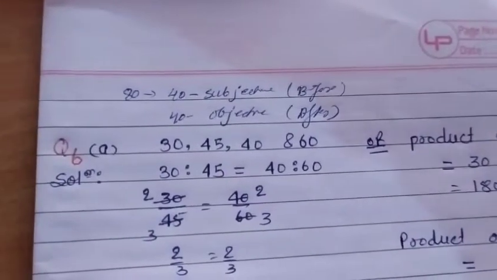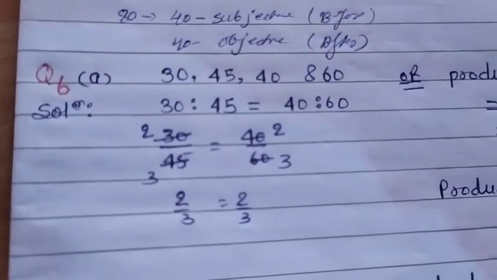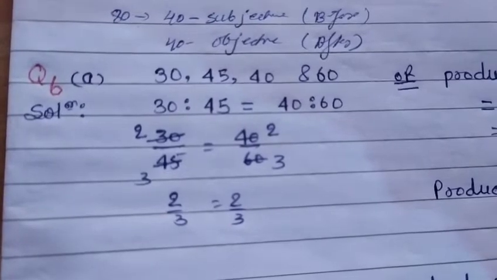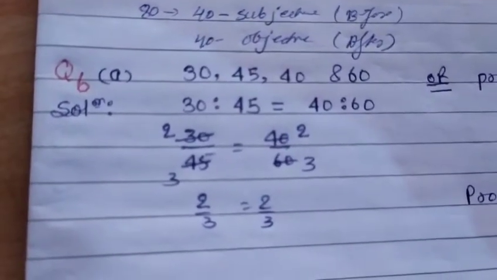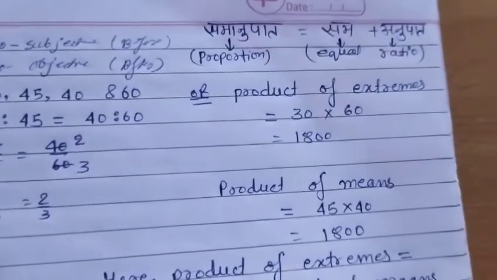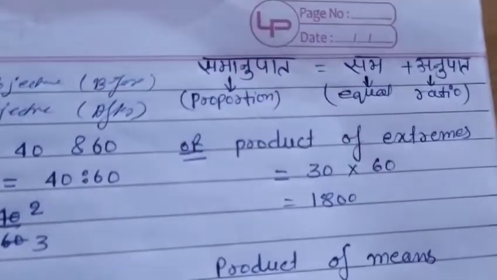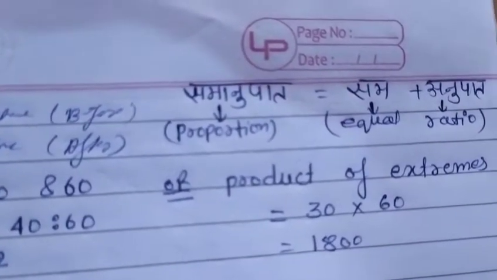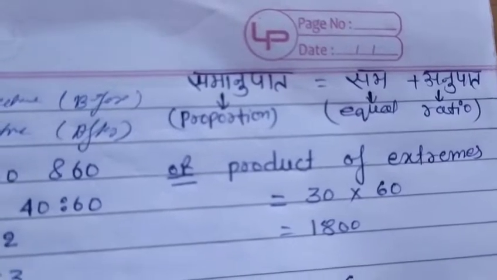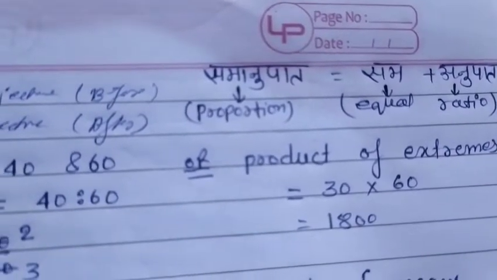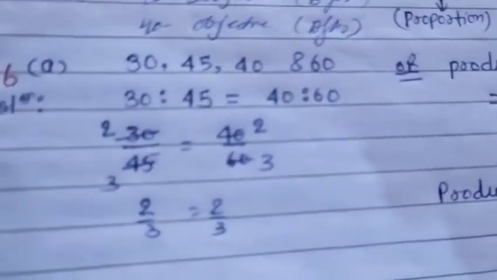Now question number 6. It says that we have to check whether the given numbers are in proportion or not. Proportion means samanupat, that is, equal ratio. If the two ratios are equal, it means the numbers are in proportion.